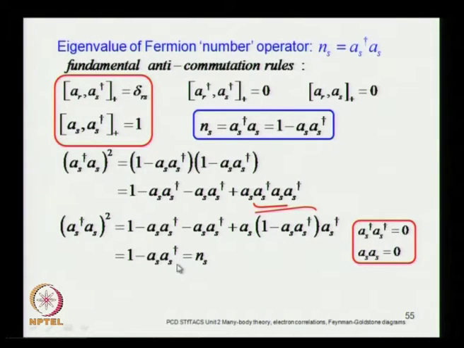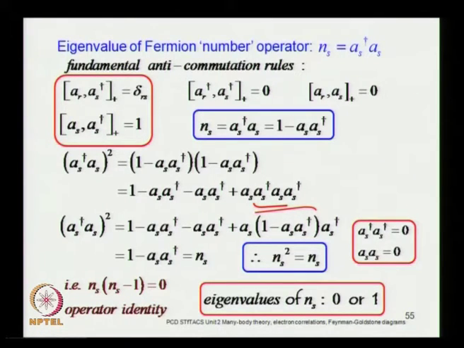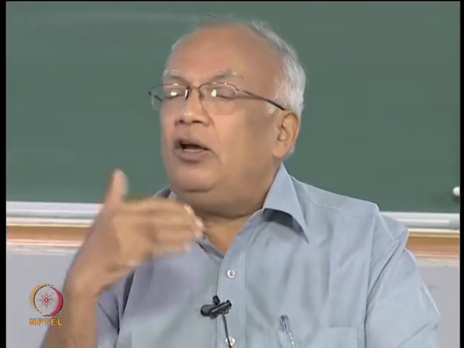What does it tell you? That the square of N_s is the same as N_s, right. And if that is the case, then this being an operator identity, the only two possible eigenvalues the occupation number operator can have are either 0 or 1, okay. Now, this we already knew because of our familiarity with the Pauli exclusion principle, but we are now able to actually deduce it from the anti-commutation properties, which have got all the statistics built into them, including the consequences of statistics such as the Pauli exclusion principle.